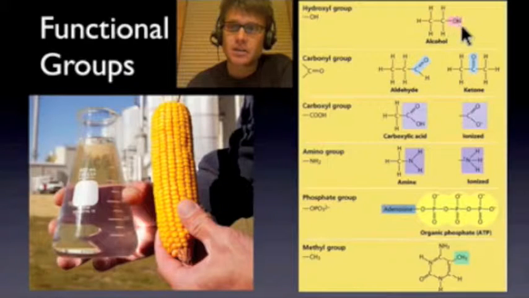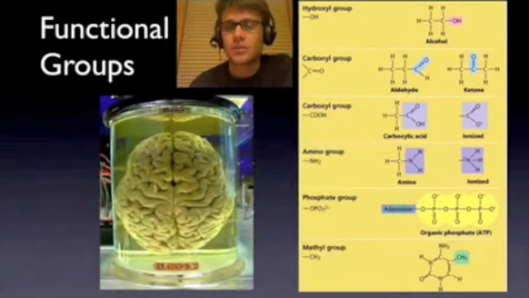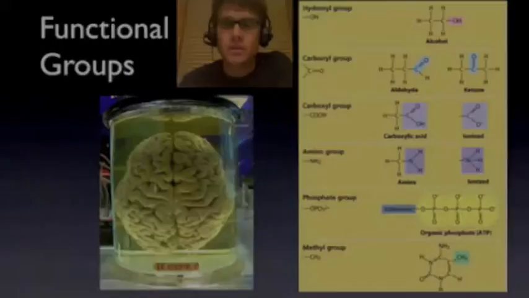The first one is an oxygen with a hydrogen. We call that a hydroxyl group. If you attach it onto something, it becomes alcohol. So this is like ethanol right here. Really easy to dissolve in water if you're an alcohol.